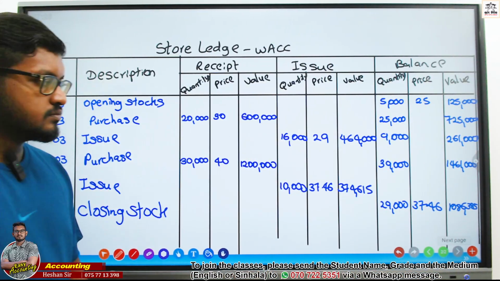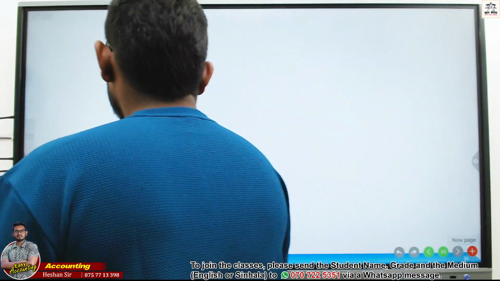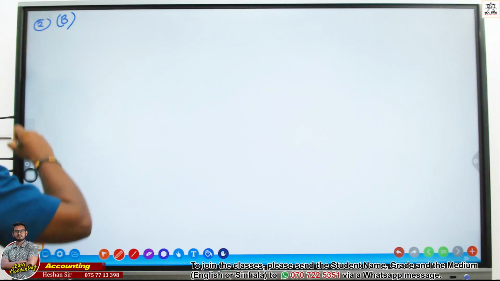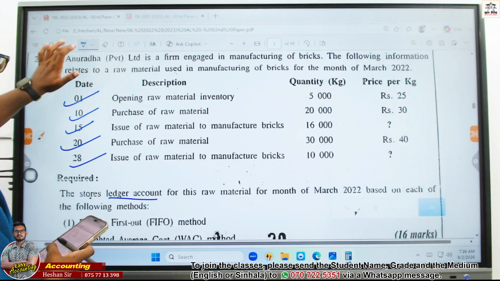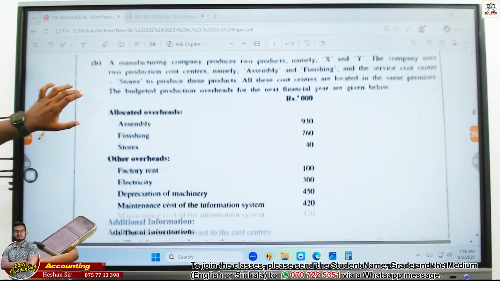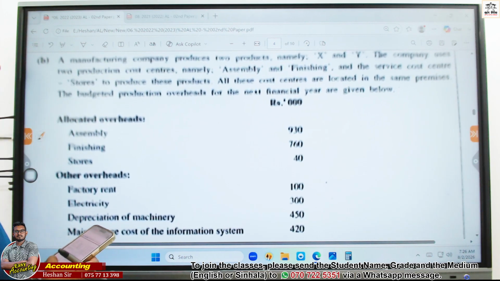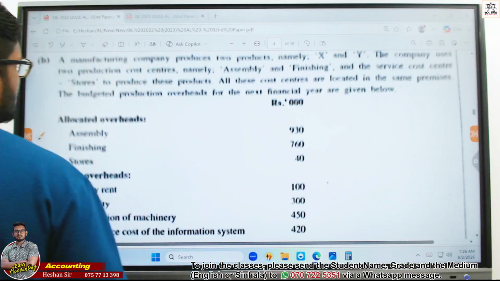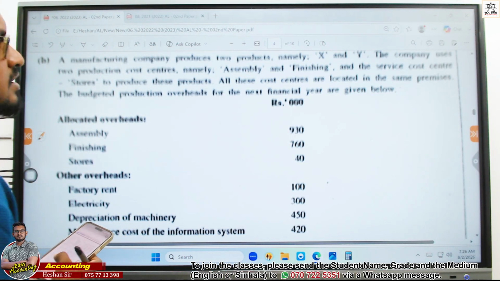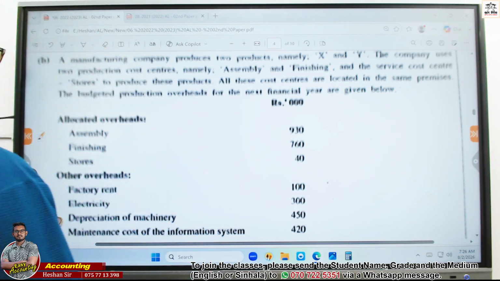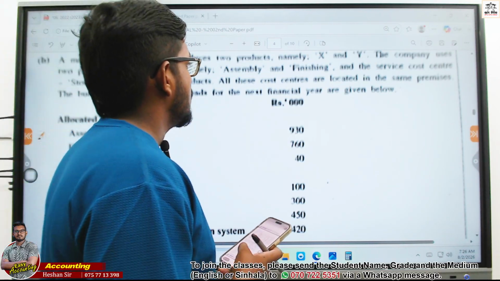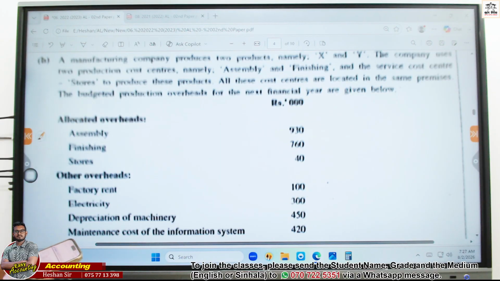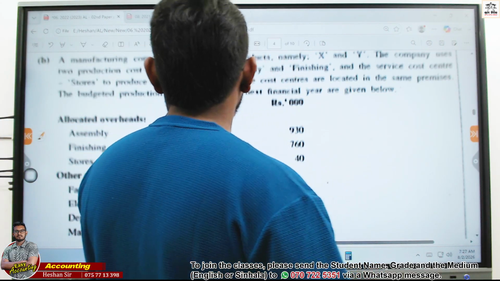So, 2b, question number 2b. A manufacturing company produces two products, namely X and Y. The company uses two production cost centers, namely assembly and finishing, and the service cost center stores to produce these products. All these cost centers are located in the same place. The budgeted production overheads for the next financial year are given below.